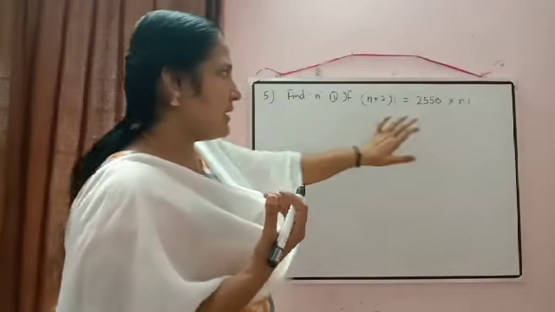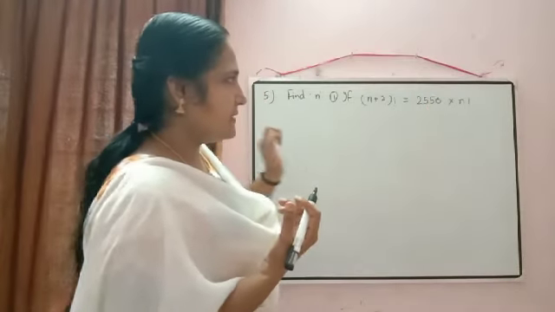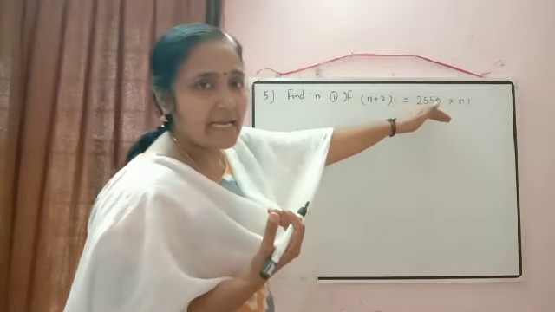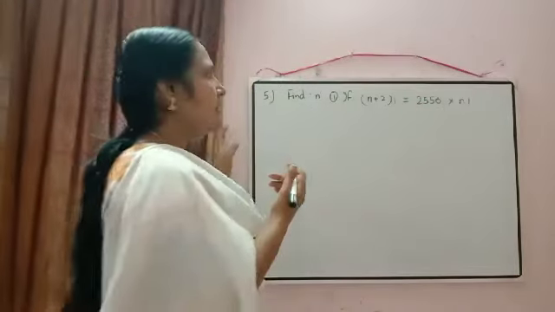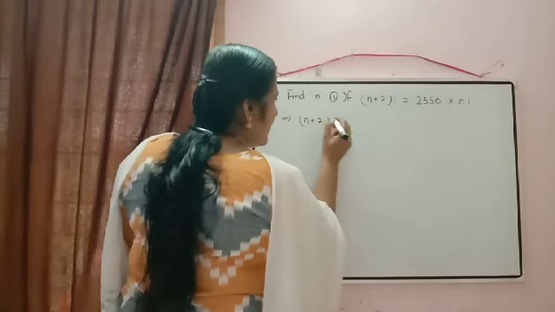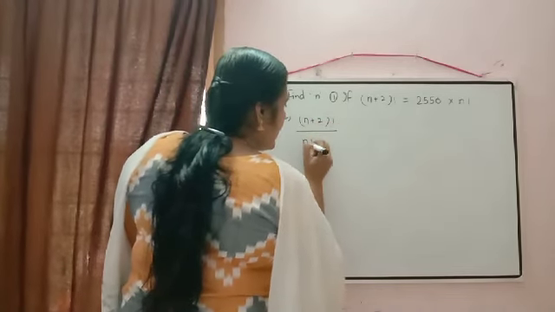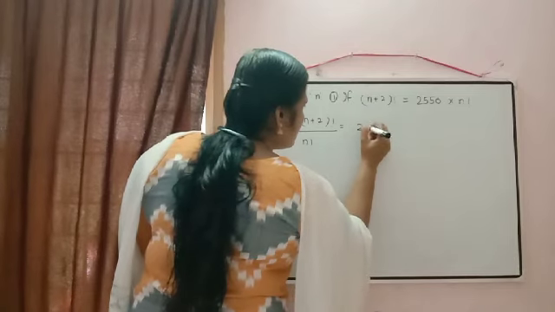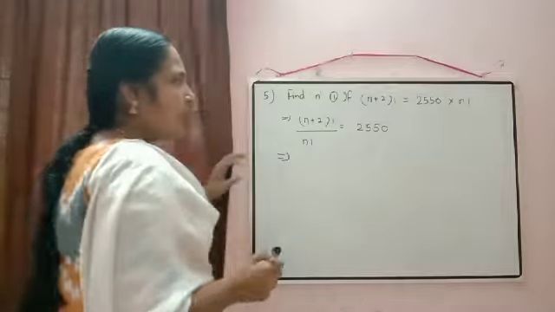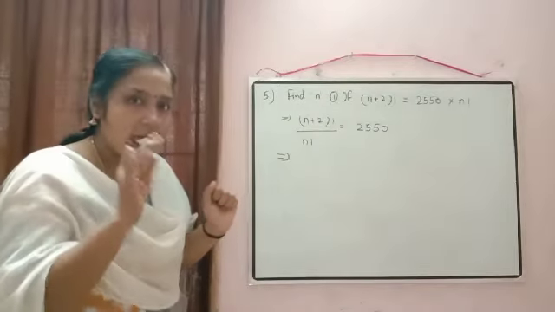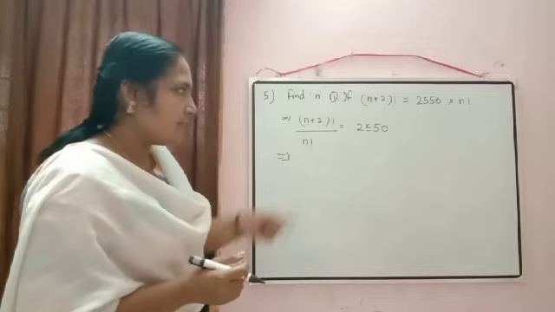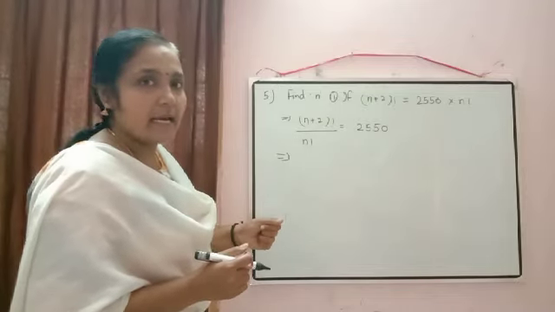So n factorial I am shifting to the left hand side. Here n factorial is multiplied there, so when you change the position, it will get divided. So we will get n plus 2 factorial divided by n factorial is equal to 2550. Now n plus 2 and n, we have two numbers there. Which number is greater? Obviously n plus 2 is greater.